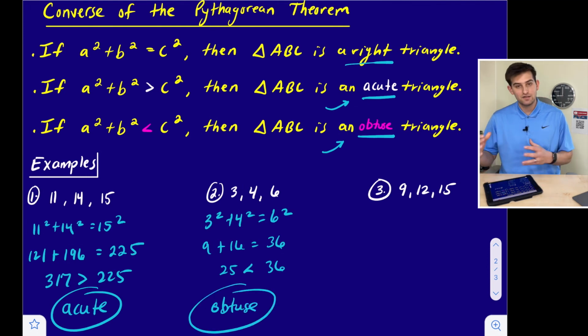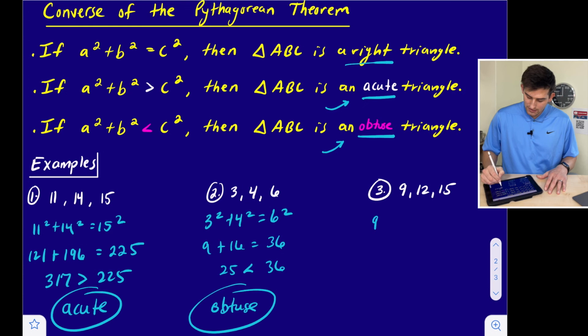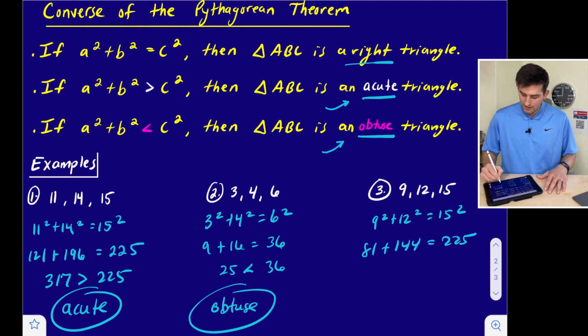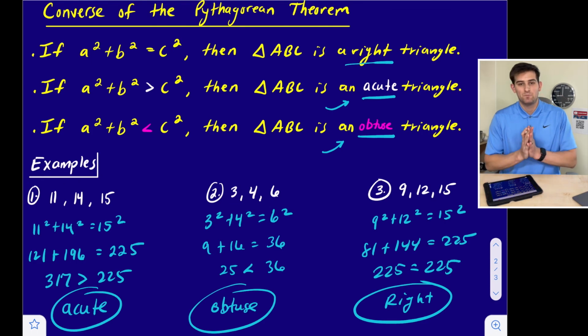And lastly, 9, 12, and 15. We're going to say 9 squared plus 12 squared equals 15 squared. 81 plus 144 equals 225. And 81 plus 144 does in fact equal 225. Since that's the case, this is a right triangle. And so that is the Pythagorean theorem and its converse.